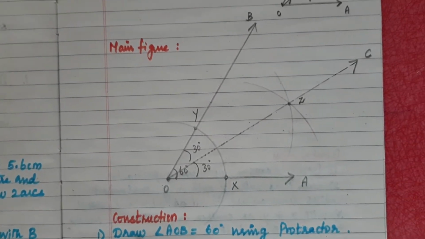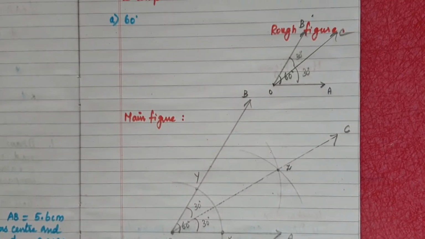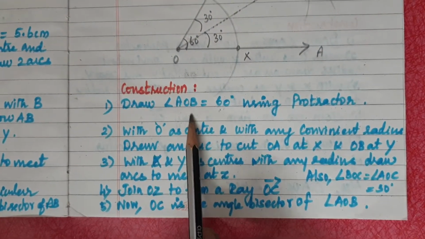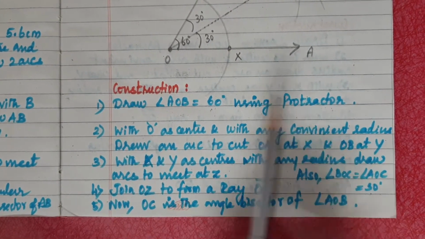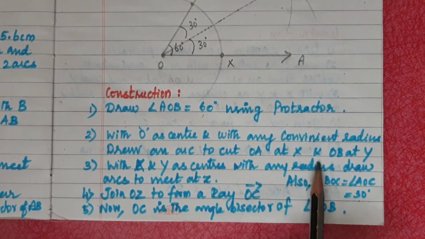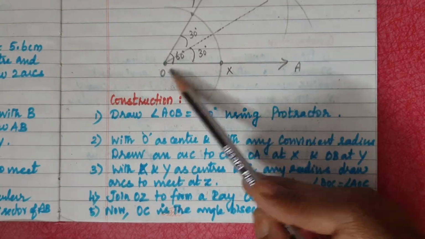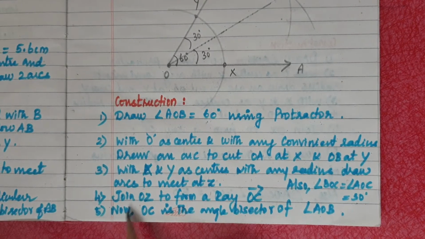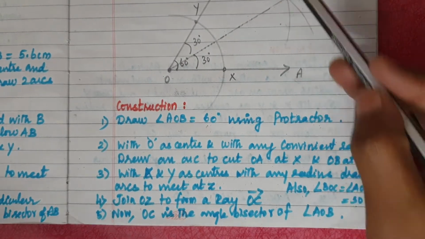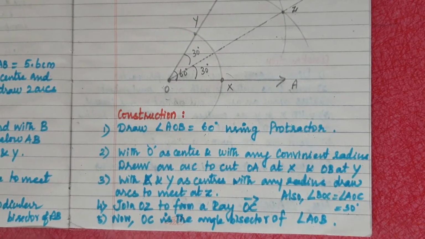See the construction, what I did, I have only written it here. If you read, you can understand. Instead of 60 degrees, you have to put whatever angle the question gives, and put the splitting correctly. Draw angle AOB equal to 60 degrees using a protractor. With O as center and with any convenient radius, draw an arc to cut OA at X and OB at Y. With X and Y as centers with any convenient radius, draw arcs to meet at Z. Join OZ to form a ray OC. Now, OC is the required angle bisector of angle AOB, and also angle BOC is equal to angle AOC, equal to 30 degrees. Understood?